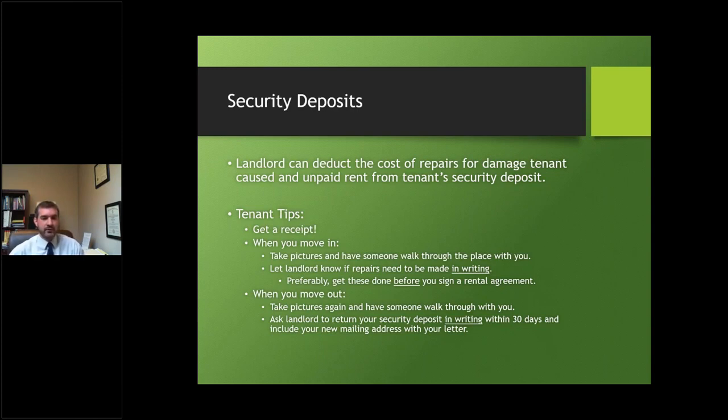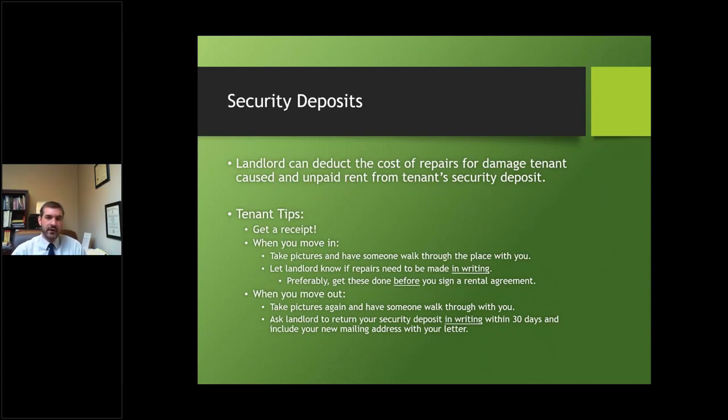And then when you move out, you definitely want to take pictures before you leave, because if the landlord charges you for cleaning the oven and you say, wait, I really scrubbed that thing down, and there's no proof, it's a difficult case to make. When you move out, you want to provide the landlord with a forwarding address, and you want to request the security deposit in writing.